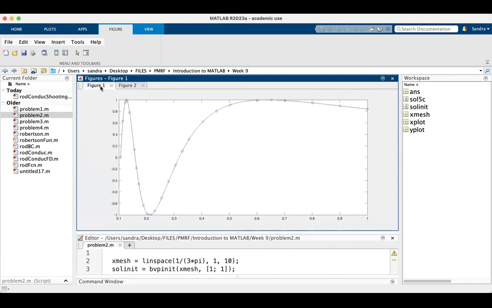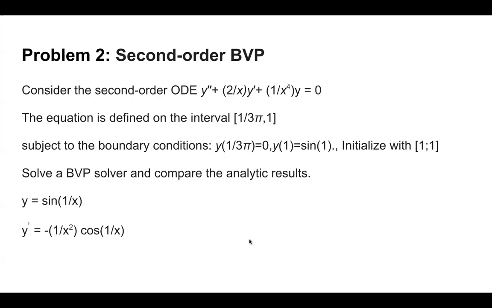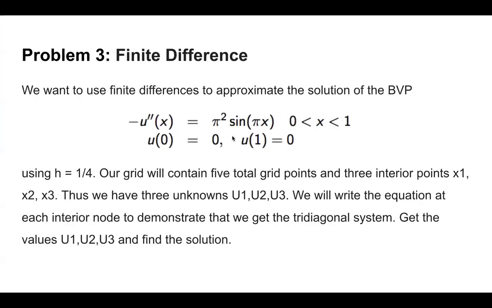Is this clear how to solve these BVP problems? If there are slight tweaks also, you should be able to code that. Since nobody's asking any doubts, I'll move on to the next question. This is solving using finite difference. So I'll give you a few minutes and then we'll discuss the answer.